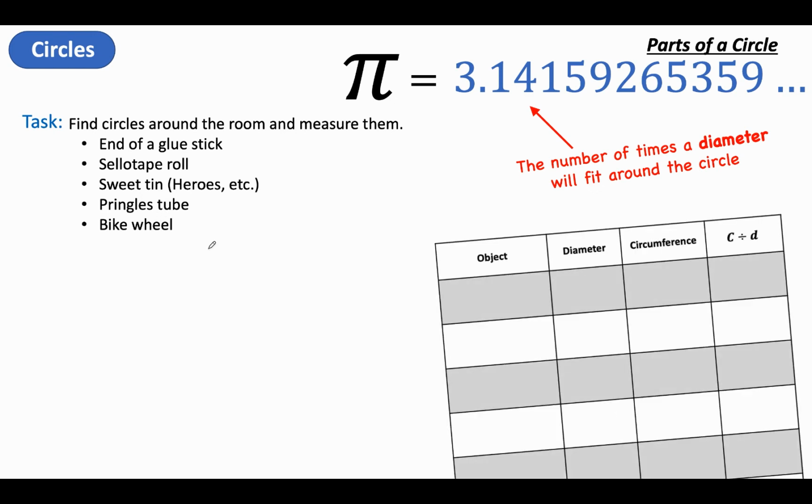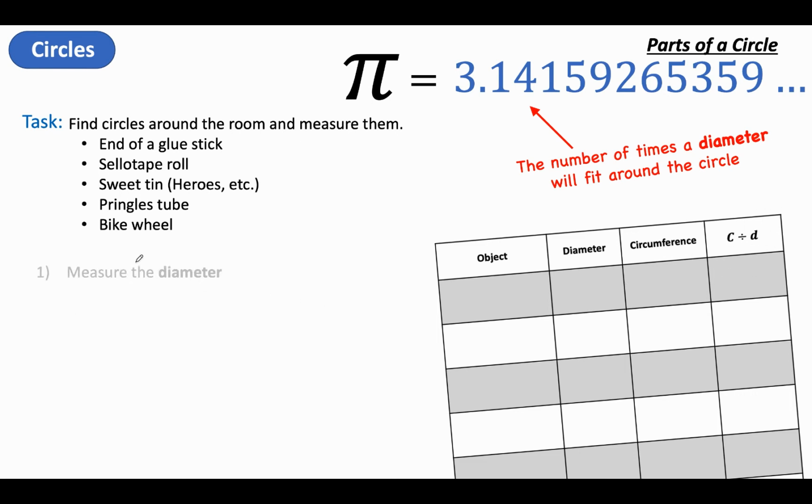I want you to draw out this table. I will include a PDF of this table, so if you do have a printer at home you can print it, but I'm not expecting you to. You can just get your ruler and your pencil or pen, and draw out a table with these columns. The object, where you write down the name of the object, and then 3 other columns: diameter, circumference, and the thing I'll come to in a sec.